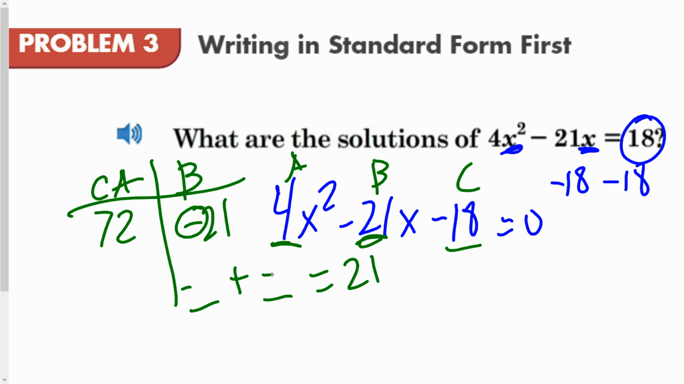And then since they're both negative, that will give me a negative 21, which I need. So 9 times 8 is 72, but it doesn't add up to 21, right? So we can play around with it. Look at our factor sheet maybe, if we have one.